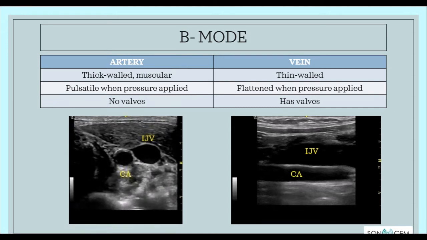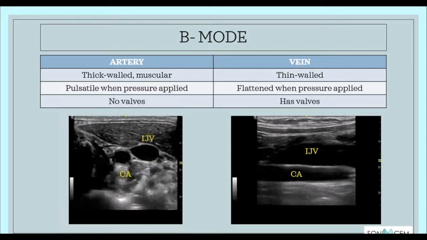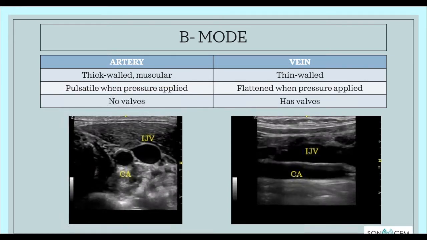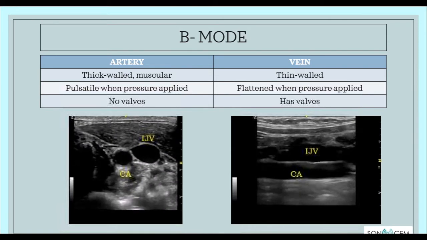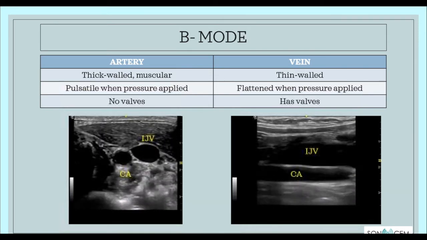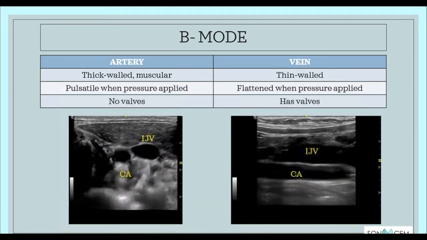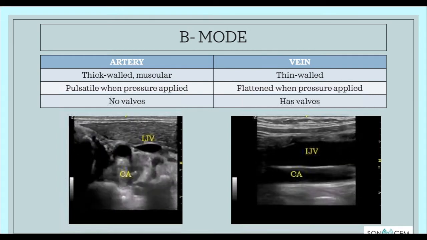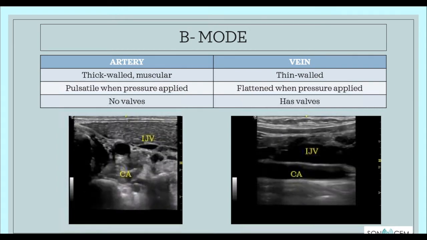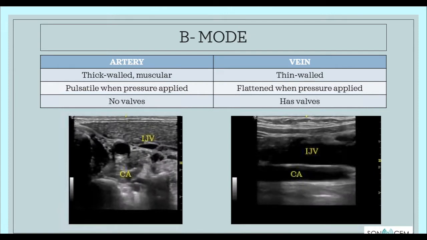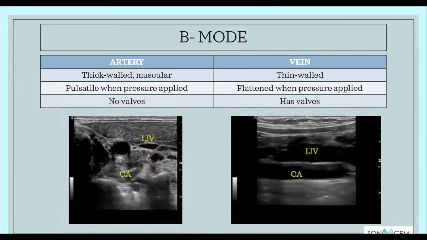The clips on the left show the axial cut of the right IJV and carotid artery, while on the right, the clips show the longitudinal views of the vessels. We can see in both clips, the carotid artery has a thicker wall and is pulsating, while the IJV is compressible and varies with respiration. However, valves are not visualized in the vein.